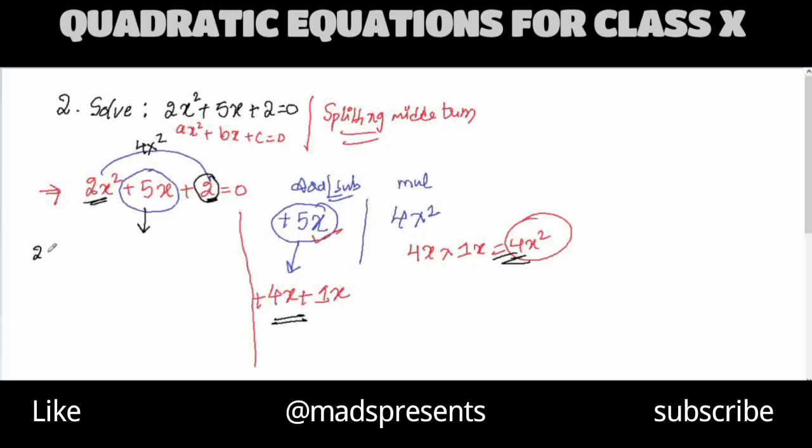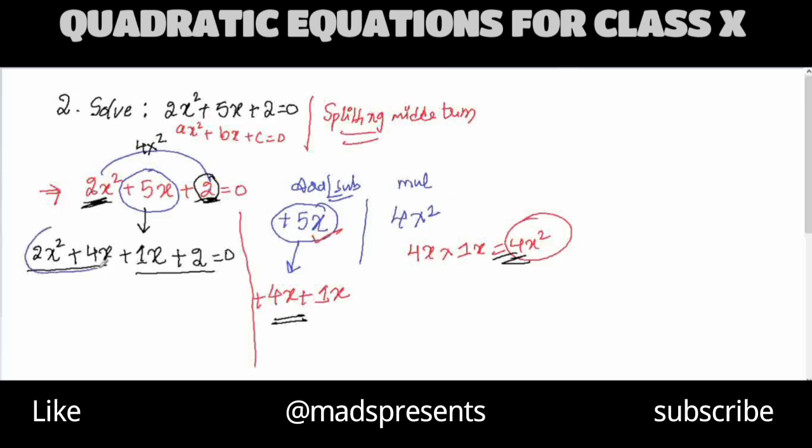What I can write is 2x square. I'm not disturbing the extreme terms, I'm only disturbing the 5x. I'm splitting 5x as 4x plus 1x here. Plus or minus is also very important. So I split 5x as 4x plus 1x, and plus 2 is my extreme. I'm writing it simply. So now what is the next step? Simply group these two, group these two. Very simple. If I just underline them, it becomes very easy.